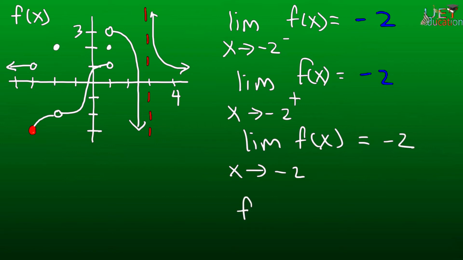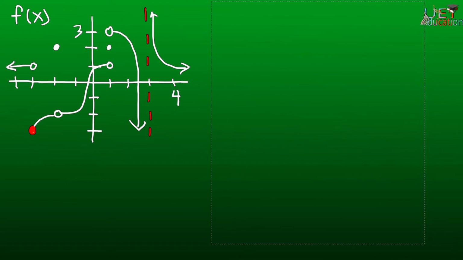Now, what is the function value when x is negative 2? So look for the closed circle that's on this vertical line. And so that's this point where the y value is positive 2. So as you can see, it's not very difficult to evaluate limits graphically. Now let me give you a new set of problems.